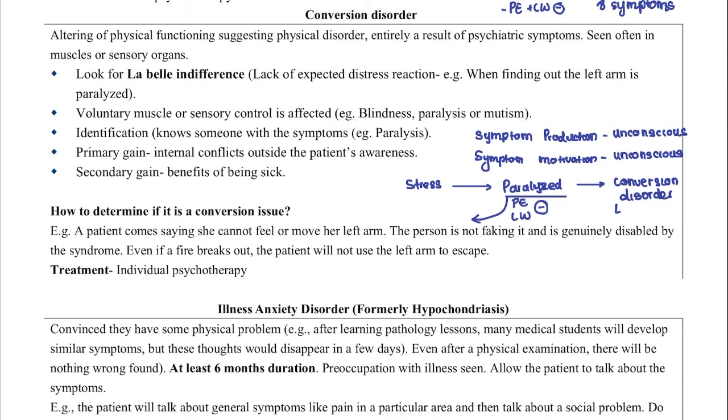You should look for something called la belle indifference. Usually when you are diagnosed as being paralyzed, there's obviously going to be some significant distress. But these patients will not have any sort of distress. This is a sign which is usually seen in these patients. And this manifests in muscles or sensory organs. The treatment for this is psychotherapy.